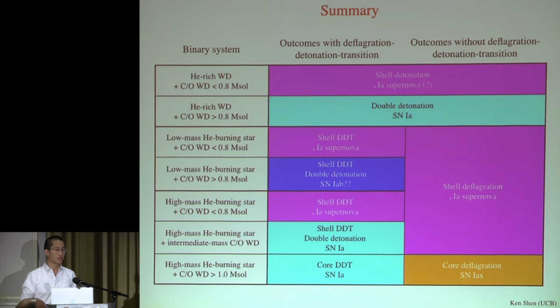On the flip side, if the DDT doesn't occur, you get these really nice explanations for type 1AX supernovae. So it sort of gets two things at once if you don't allow for that transition. So even though a lot of work has been done to get the 1A scenario to work, I think it actually fits a lot more things if you don't allow it to work. Thanks.